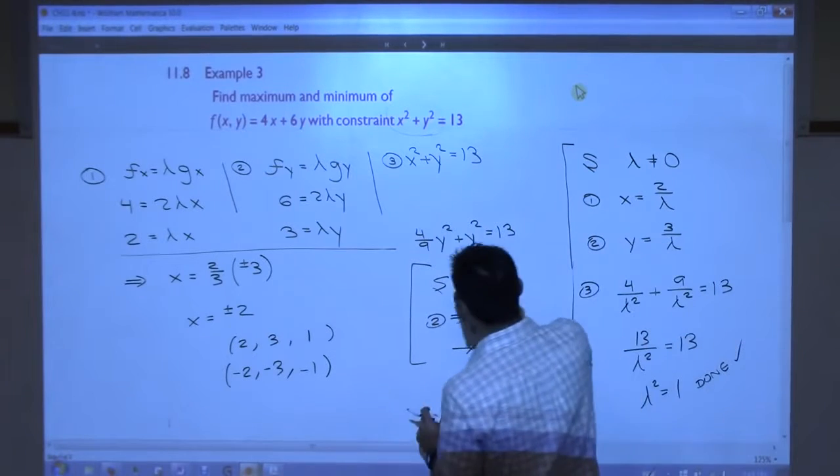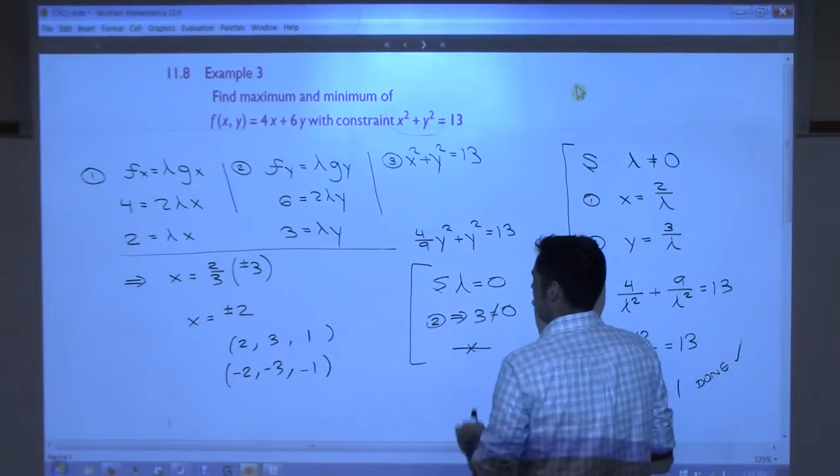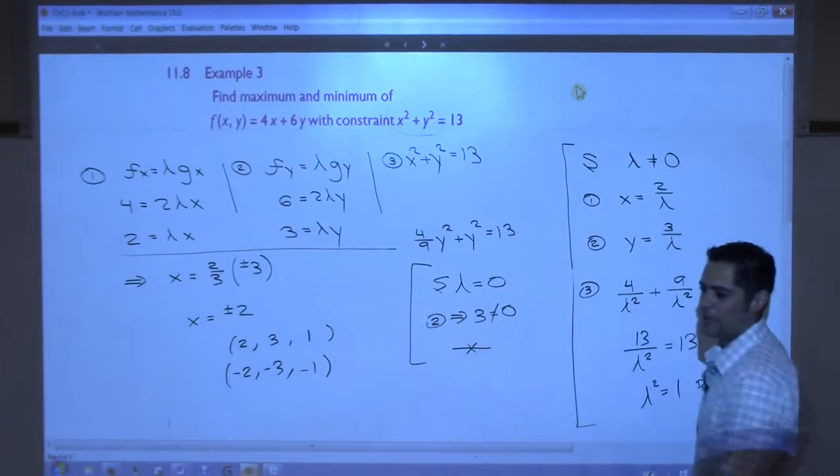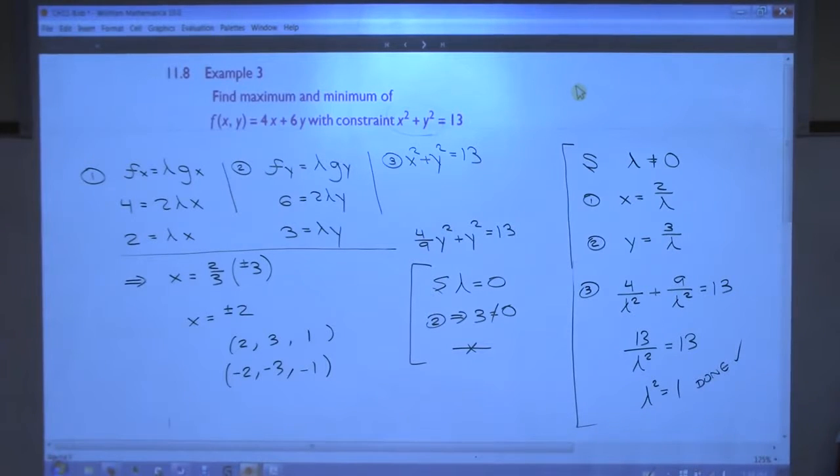I'll put it down here. Suppose lambda is 0. Then this is the same thing, isn't it? Okay, that's it. It was a little more involved than the last problem, right?